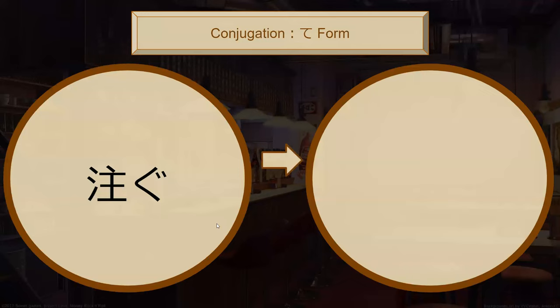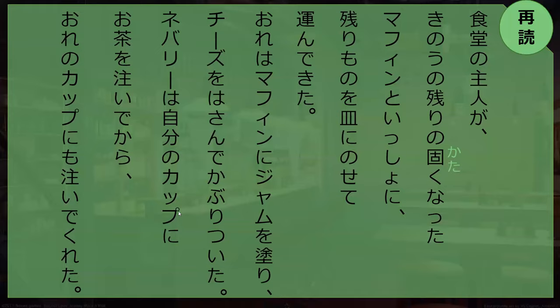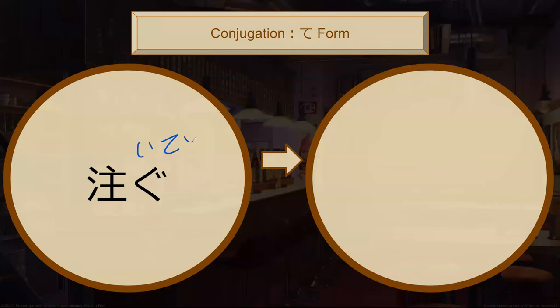What was to pour in Japanese? Sosogu. What's the te form of sosogu? Sosonde. Never mind, you messed me up. It's ite, from ku. I haven't seen gu in a while. Sosoide. That's why it sounded weird. It's ite, it's not nde. Ide, because ku is like kaite.